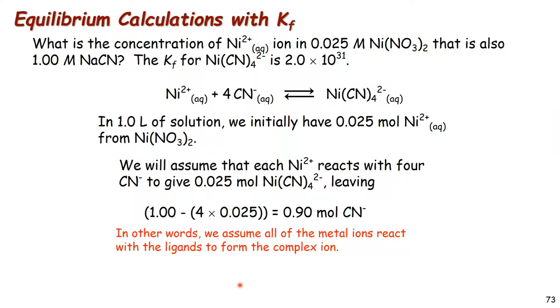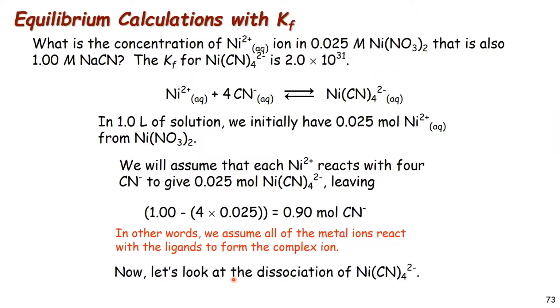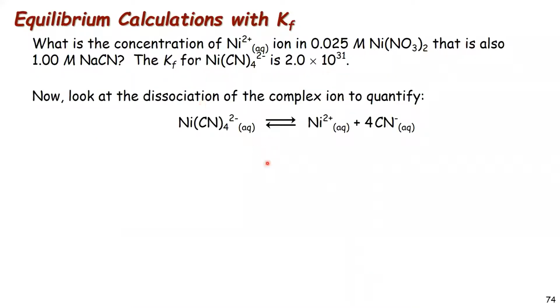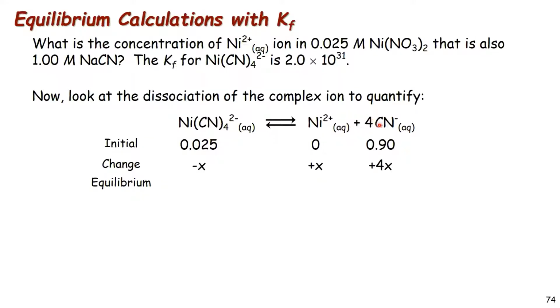Okay. So again, we assume that all the metal ion reacted to form the complex ion. Now we can look at the dissociation of the complex ion itself, so we just flip the reaction. We now know that all the nickel, that 0.025, was converted to the complex ion. So this is 0.025, the nickel is 0, and we just calculated that we have 0.9 molar of the cyanide left. Is everybody clear at this point? Okay, now we lose the reactant, so minus 1x, gain our product, so plus 1x, and plus 4x. At equilibrium, we add the initial and change: 0.025 minus x, 0.9 plus 4x.